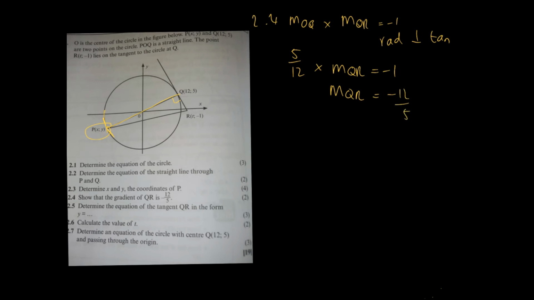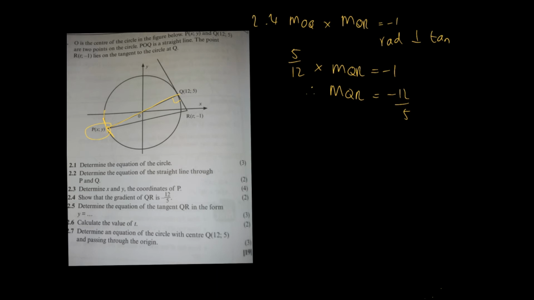OQ, or the gradient of line OQ, should I say, multiplied by the gradient of line QR is equal to negative 1. And that is because any line from the center to a tangent will always be perpendicular to the tangent. So our reason for that is because radius is perpendicular to tangent, like so. All right, so what that means for us is that we have 5 over 12 times the gradient of QR is equal to negative 1. So therefore, the gradient of QR is going to be equal to negative 12 over 5. We would divide both sides by 5 over 12.